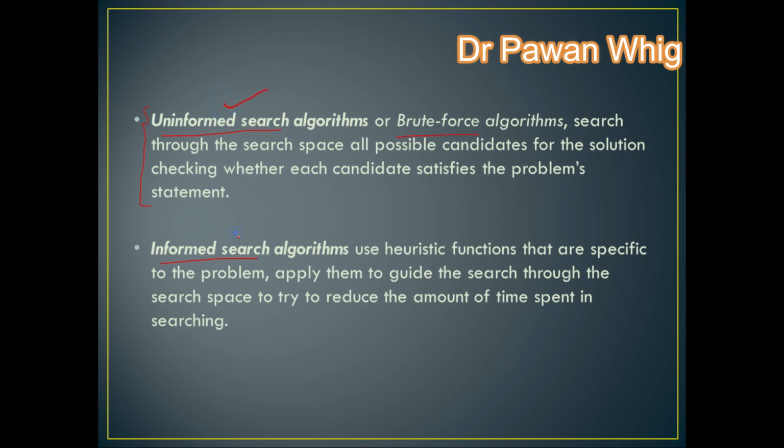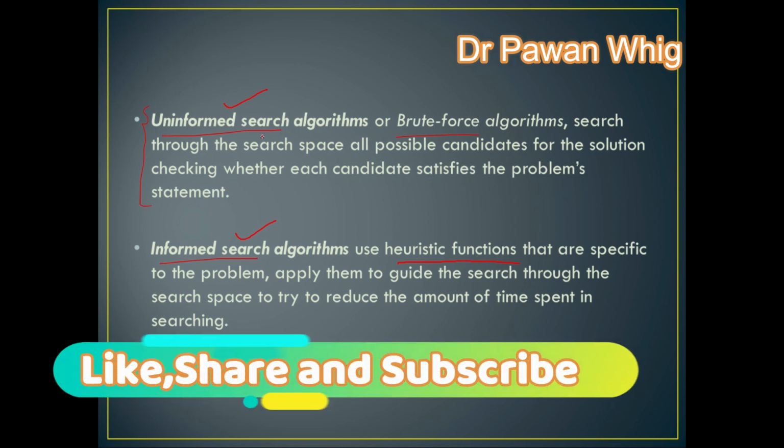But in informed search, as the name suggests, it has some prior knowledge. That prior knowledge is given with the help of a heuristic function. This is very important. In every informed search there is a heuristic function, but in uninformed search there is no such kind of prior knowledge. I think you understand.